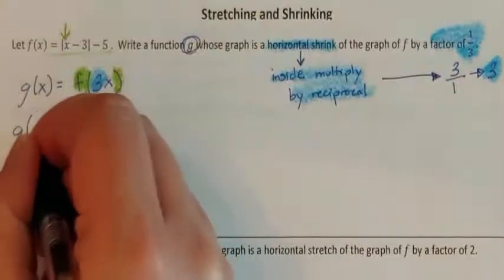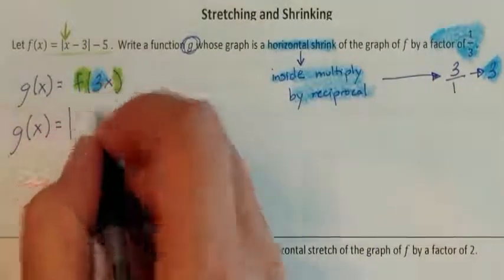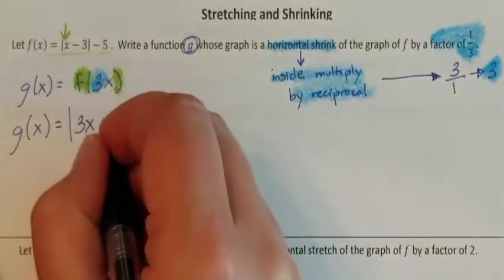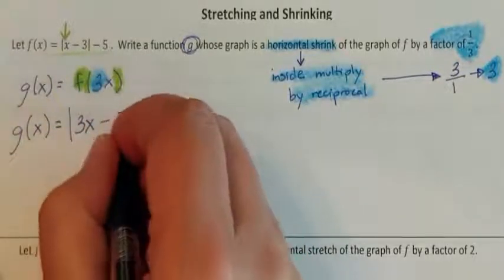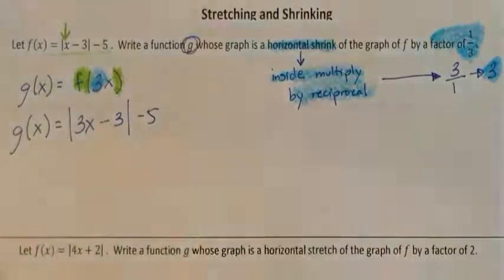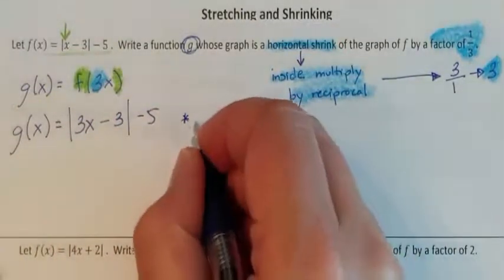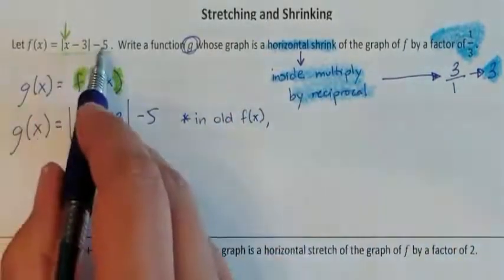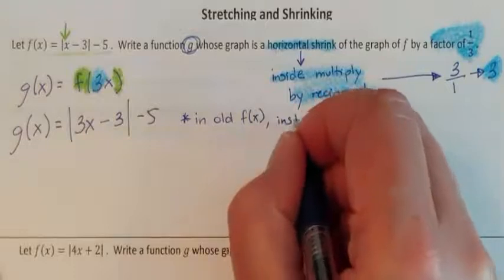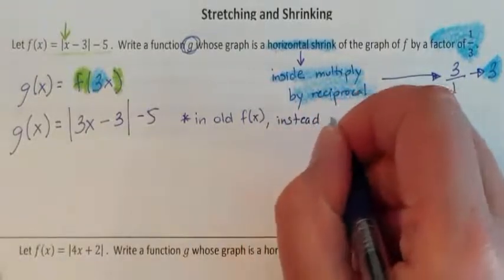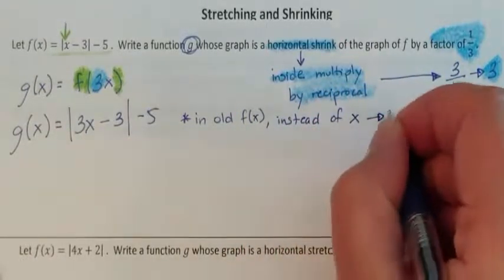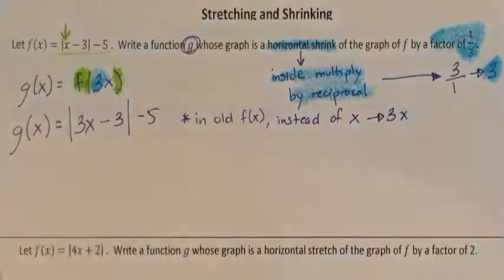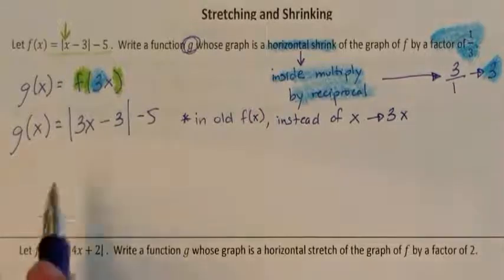So my g rule is the absolute value of, whoops, I can't say x. I had to say 3x. So this is now 3x. The rest of the problem will remain exactly as it was. So, a little note to self: how did I do this? In the old f of x equation up here, instead of writing x, I wrote 3x because I was supposed to multiply the x on the inside by 3. And this is my equation.